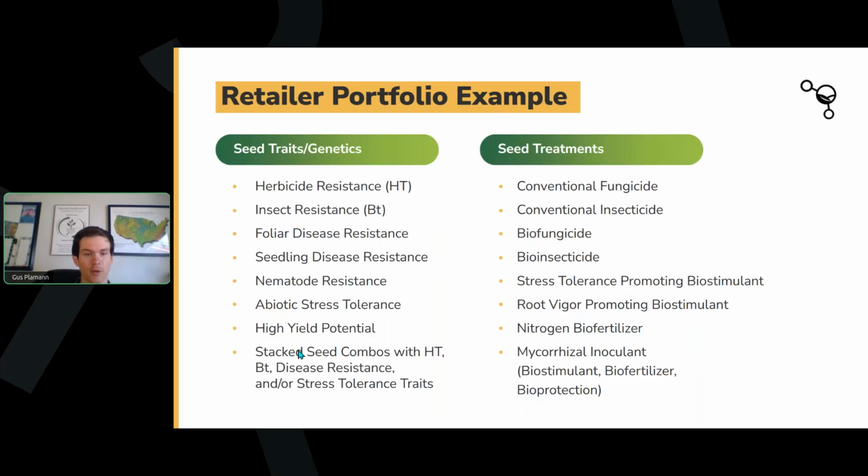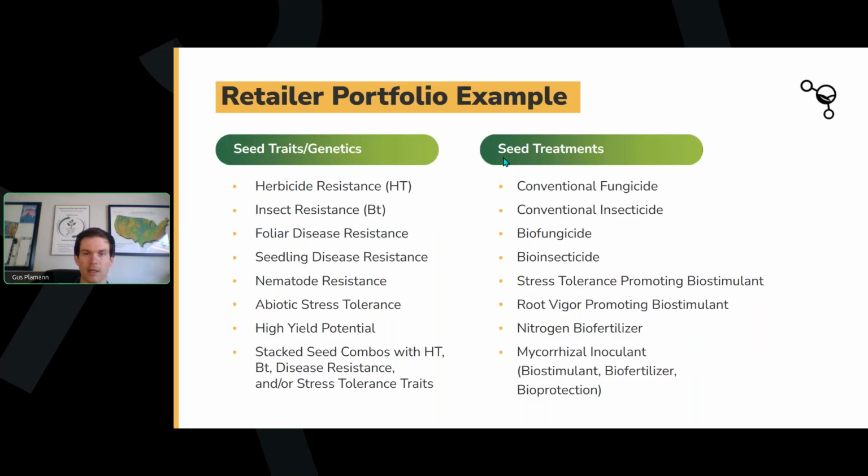And then you also, a lot of retailers are often offering stacked seed combinations that might have herbicide resistance, insect resistance, some degree of disease tolerance, and/or stress tolerance. So there can be two-way, three-way, maybe even four-way stacked combinations of seed traits. When you really break it down, there's going to be hundreds, if not thousands, of different combinations.